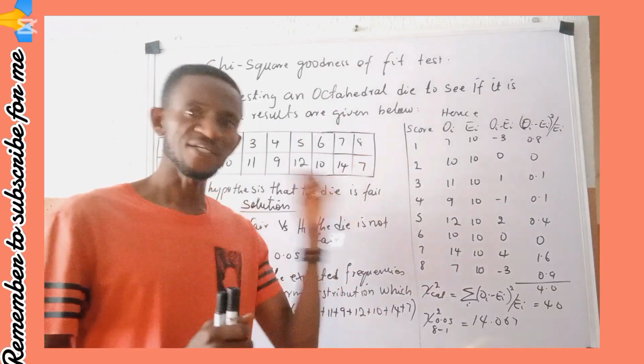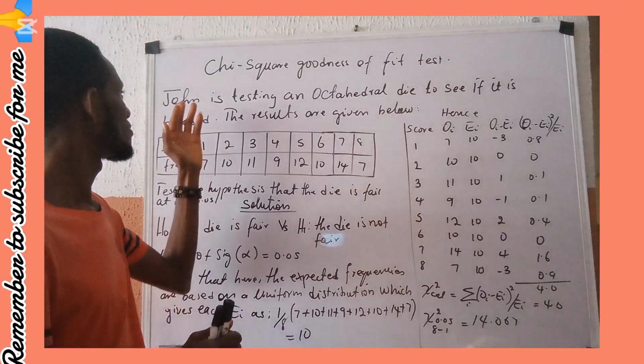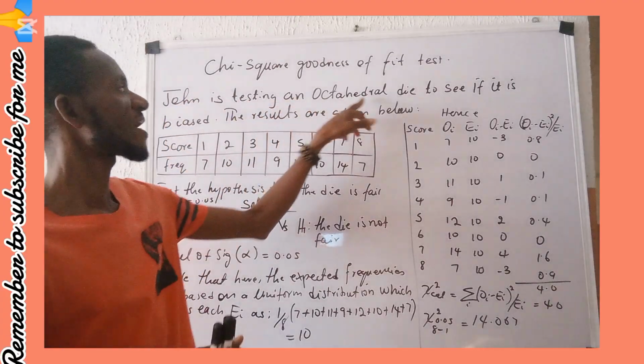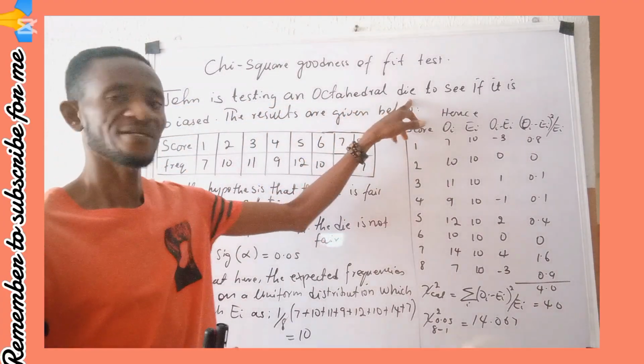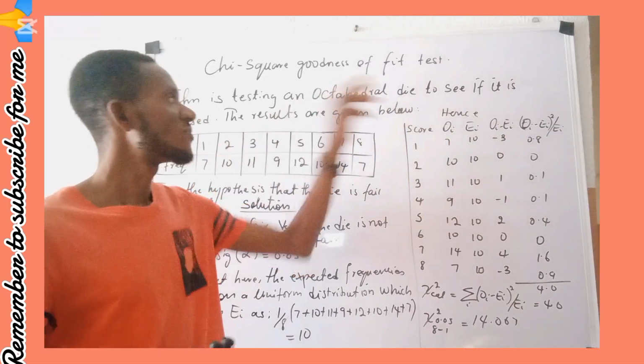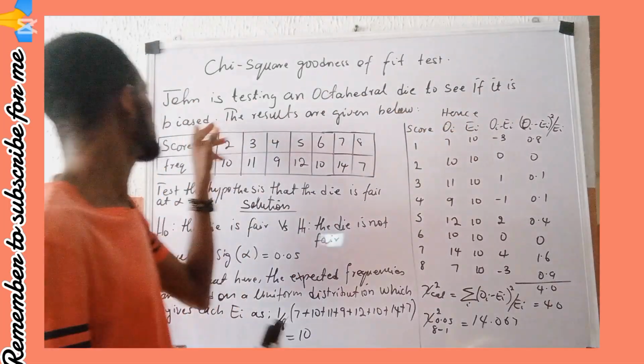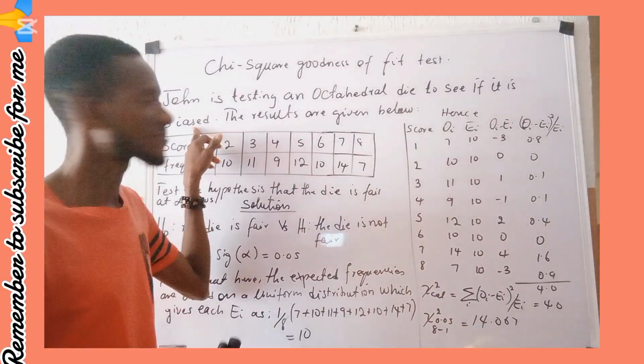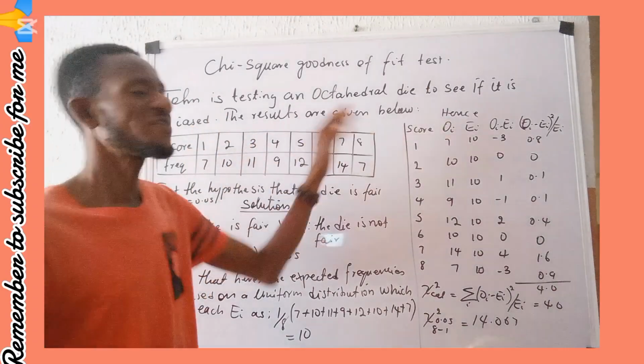The question here says, John is testing an octahedral die. That is a die that contains 8 faces. To see if it is biased, the results are given below.